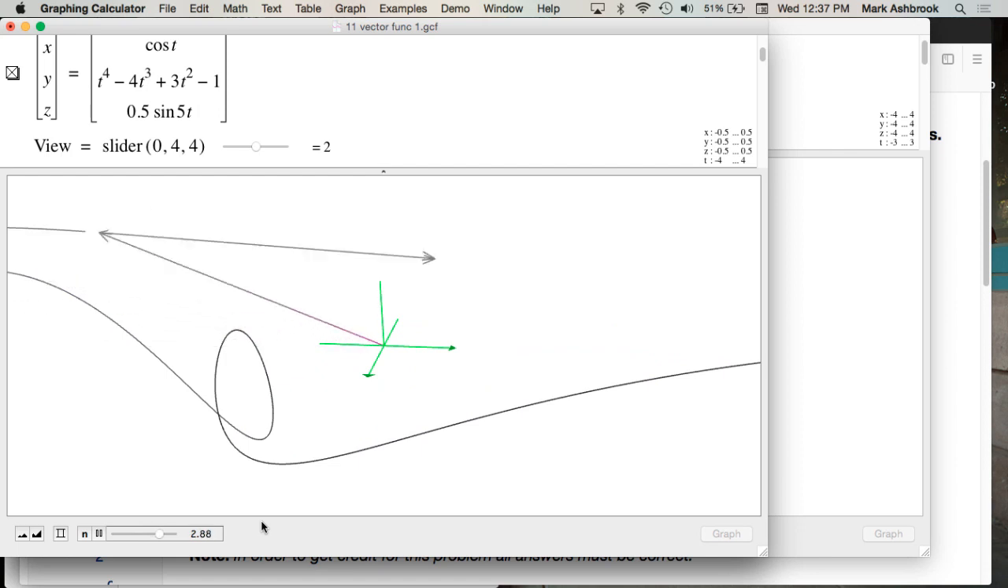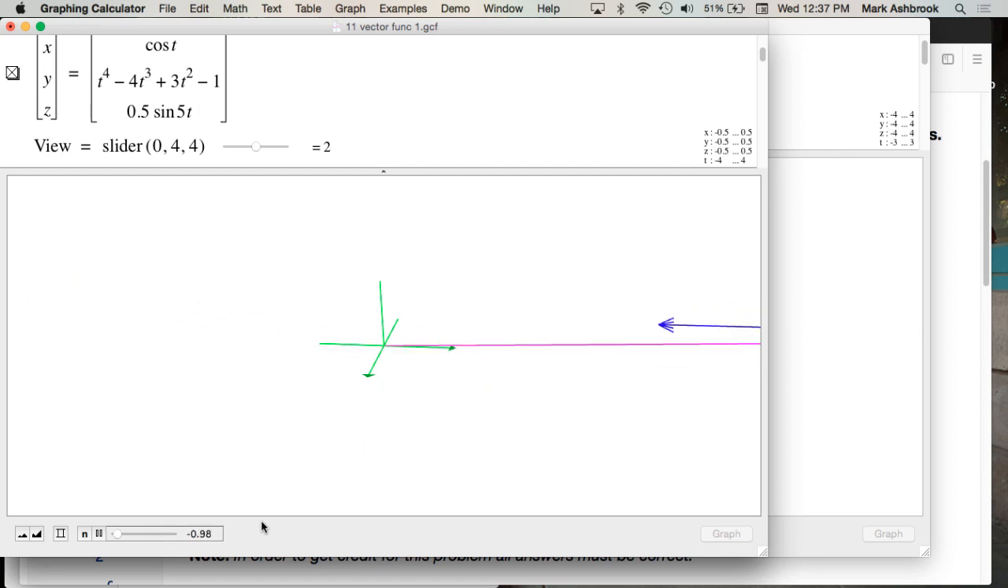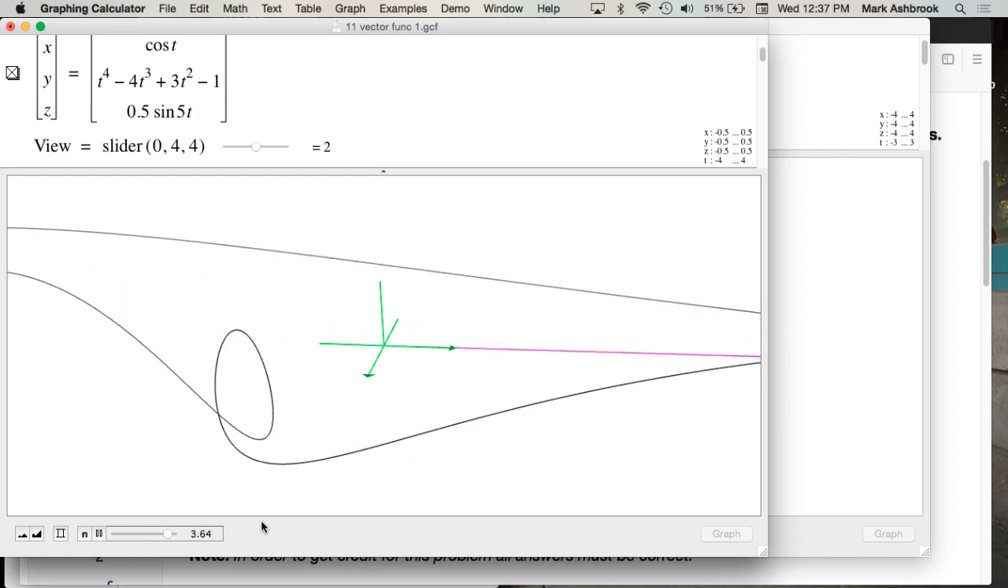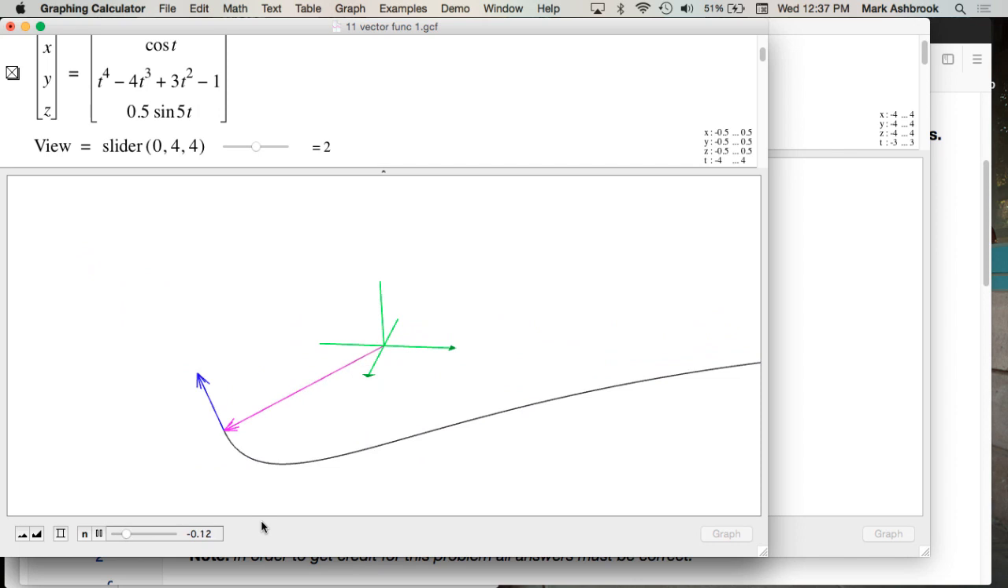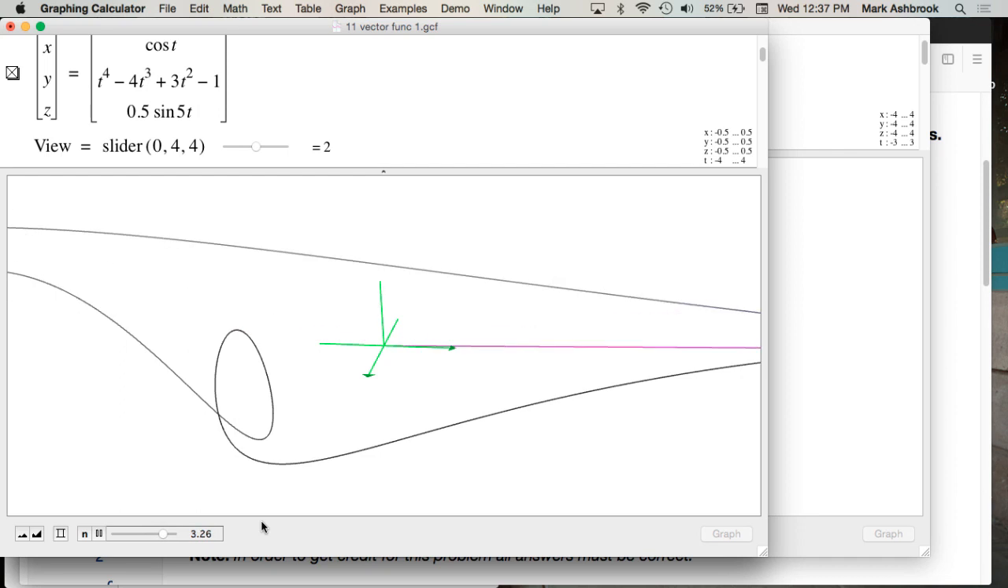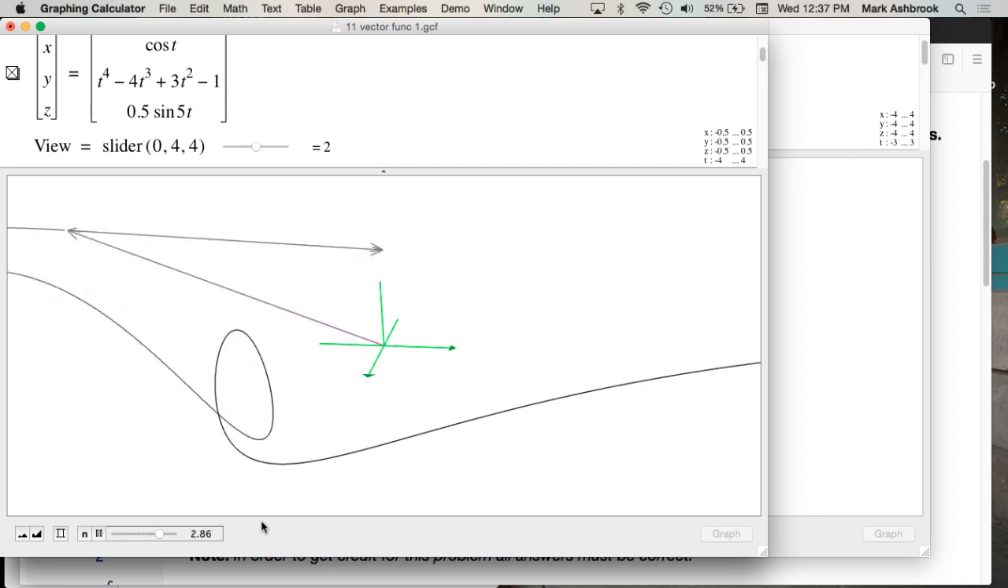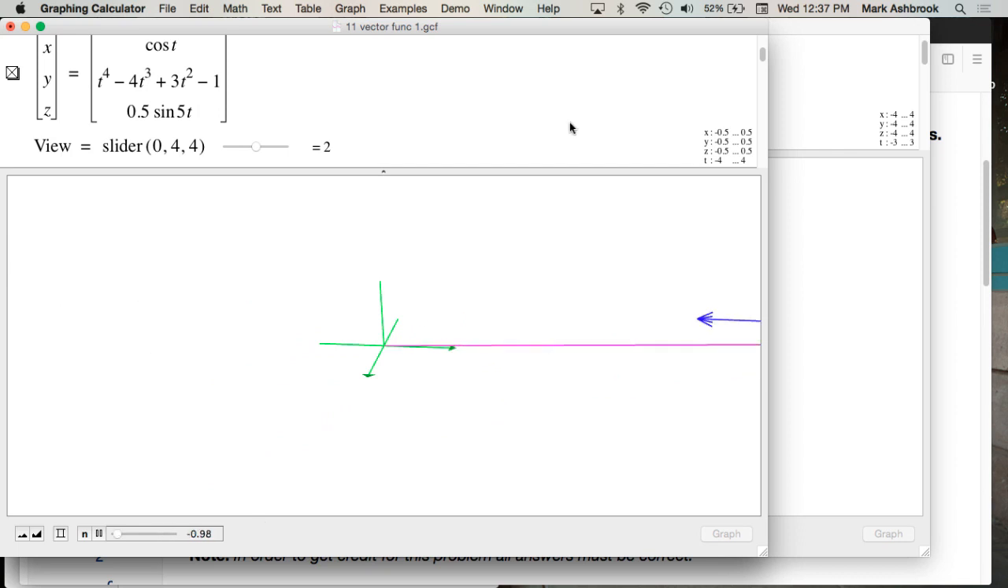So do you see that when that blue vector is large, you're getting lots of the curve for the same change in t. But on the loop, what's happening there? On the loop, you're getting less curve for the same change in t, so that vector is shorter. So if we put those two things together, the direction is the direction of the curve, and the magnitude is how much curve you get for a change in t. What do you suppose this thing is?